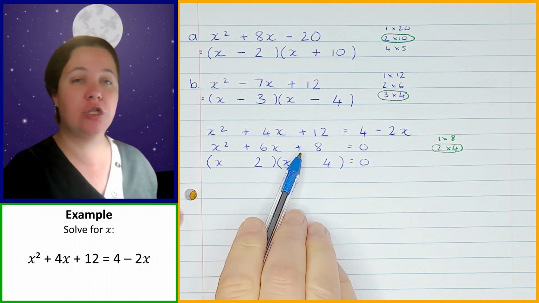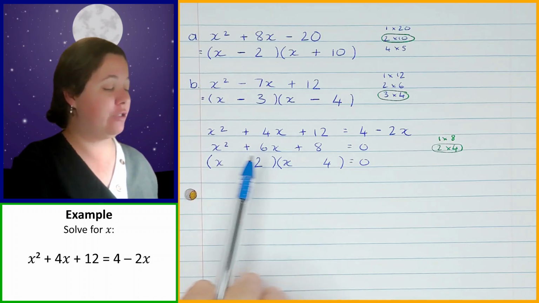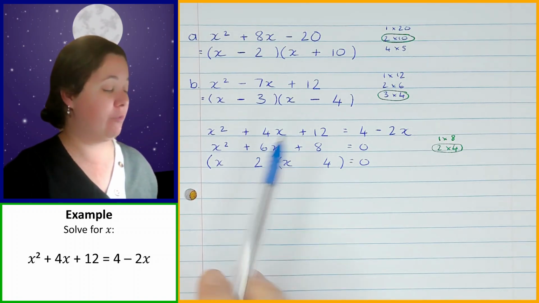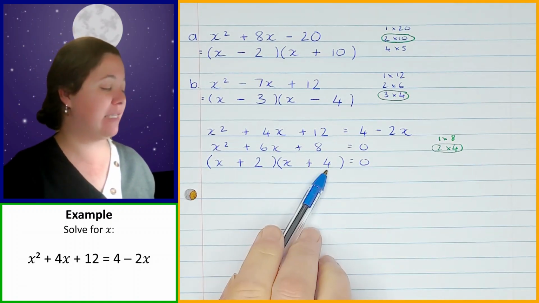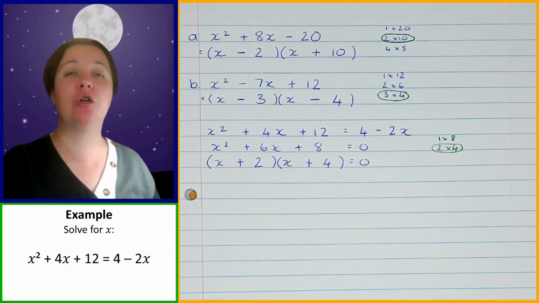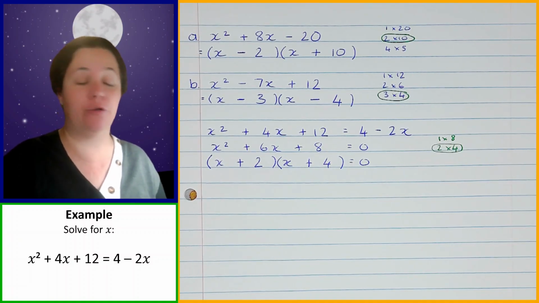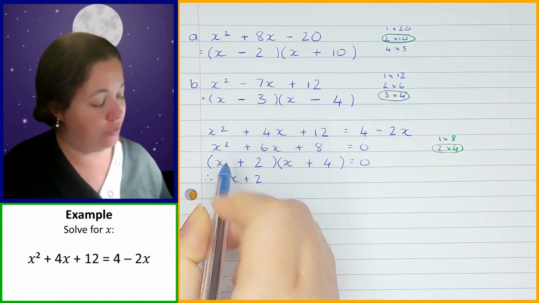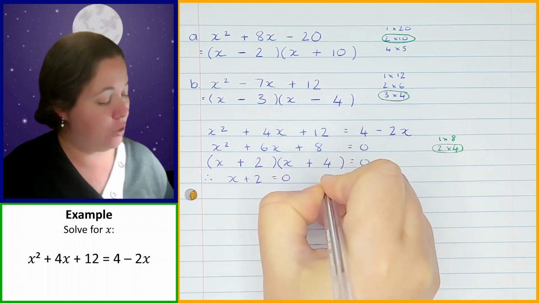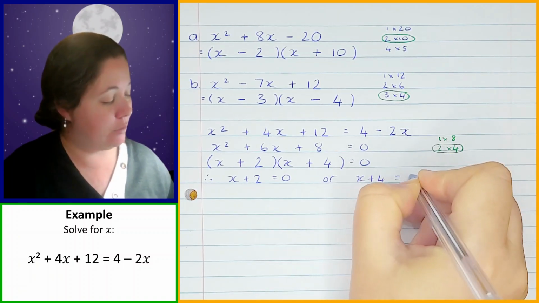Now, because the last term over here is positive, the two signs are going to be the same as each other. And they're both going to be the same as the middle sign, the sign of the middle term over here. So it's going to be a plus and a plus. So now I've got x plus 2 times x plus 4 equal to 0. So now, because I've got a factor times a factor equals 0, I can now say that at least one of those factors has to be equal to 0 in order for that to be true. Okay, so now I can say, therefore, x plus 2, the first factor, must be equal to 0, or x plus 4, which is the second factor, must be equal to 0.